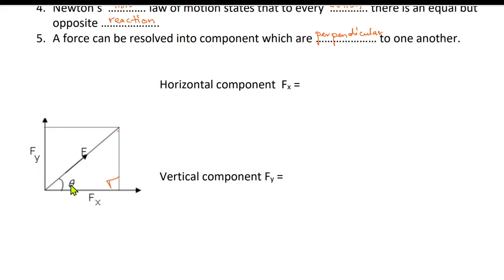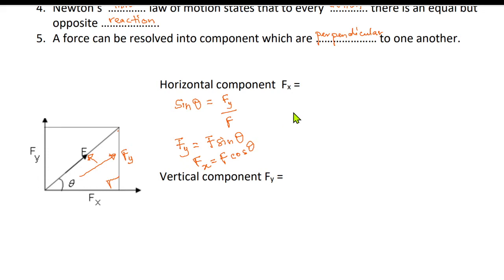So if I use my sin theta, what is sin theta equal to? Sin theta equals opposite divided by hypotenuse, correct? So that is my f sub y here, correct? Alright, so sin theta is f sub y divided by f. So I can write f sub y equals f sin theta. So if f sub y is f sin theta, then definitely f sub x must equal f cos theta.